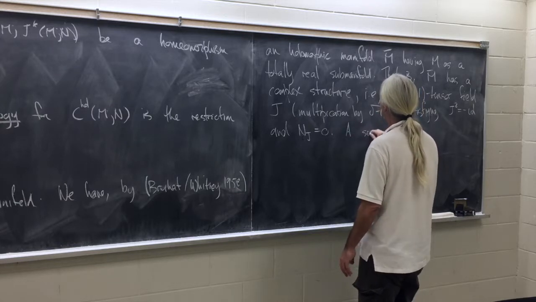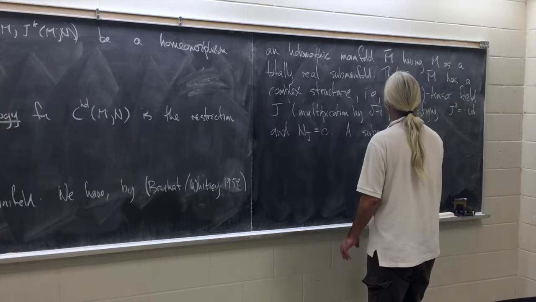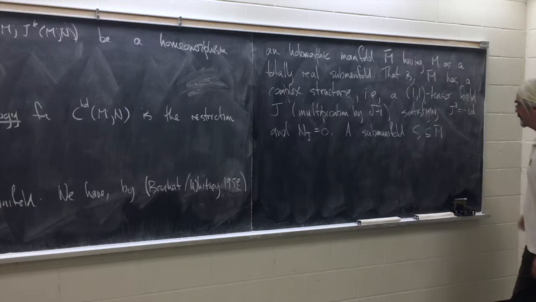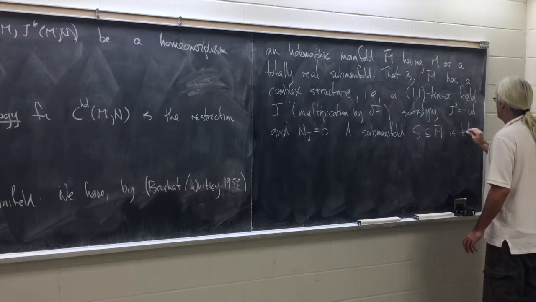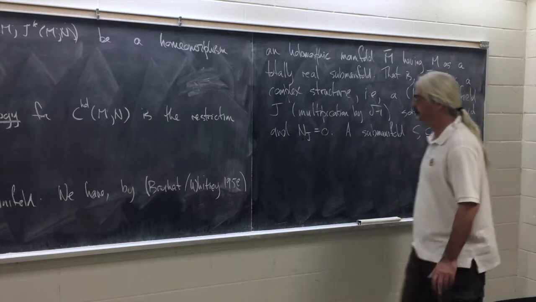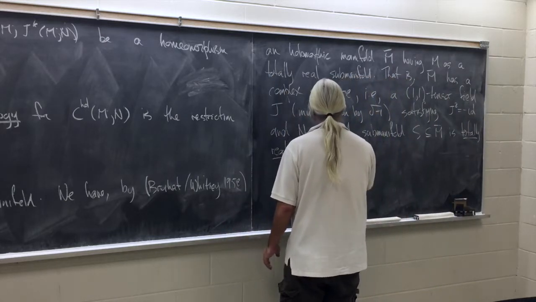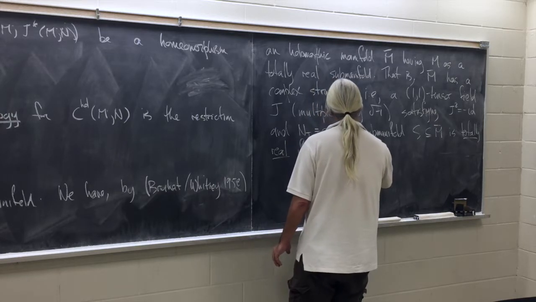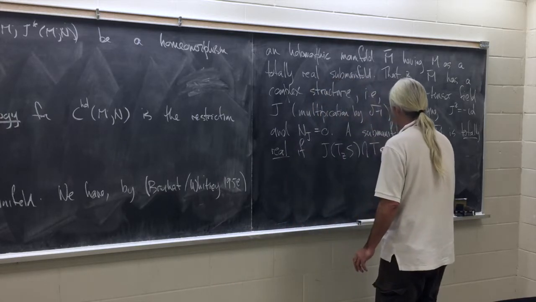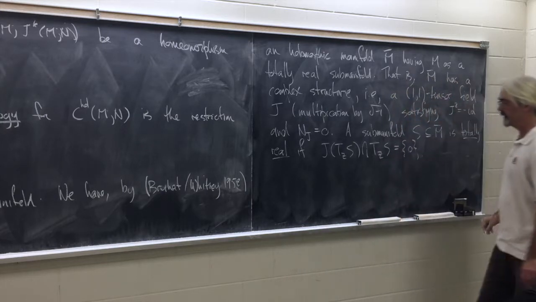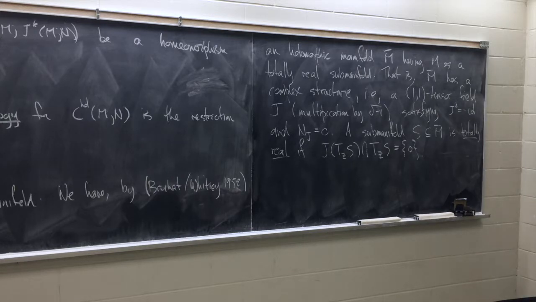A submanifold S of this holomorphic manifold is totally real if J of the tangent spaces to S intersected with themselves is zero. So when you apply J, it pushes you out into a complement of the tangent space.